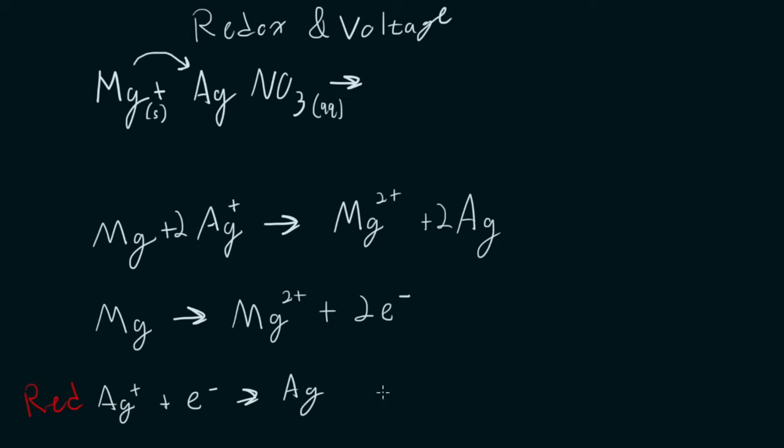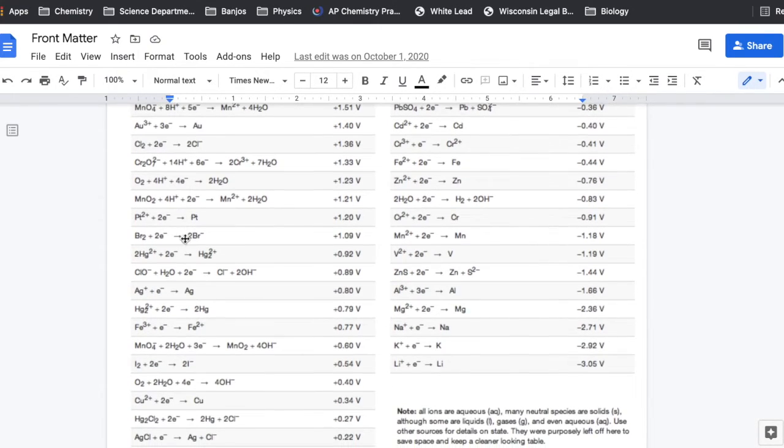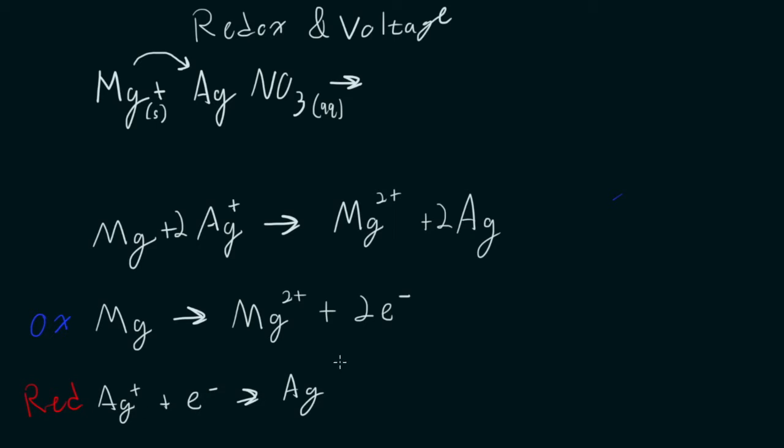My reduction reaction, that's going to be the voltage that I read on my reduction potential sheet. My oxidation reaction is the one that I'm going to need to flip the voltage for. Okay, so let's go check out our data table. If I find silver here, silver right there, it's going to be plus 0.80 volts for silver reduced.